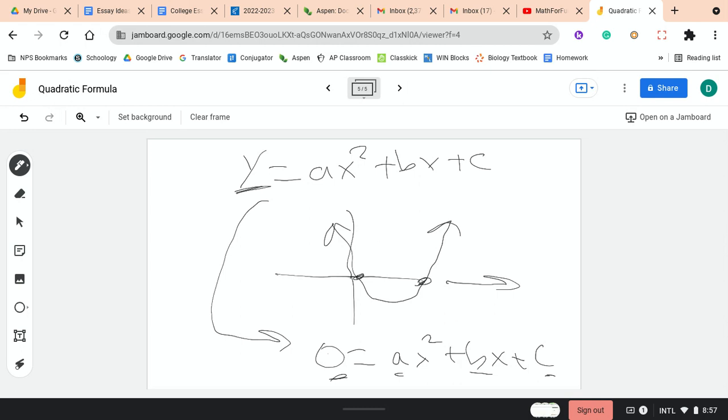All right, so we understand the conceptuals now. We understand what we have to do. We have to solve this in terms of x. But how do we do that?